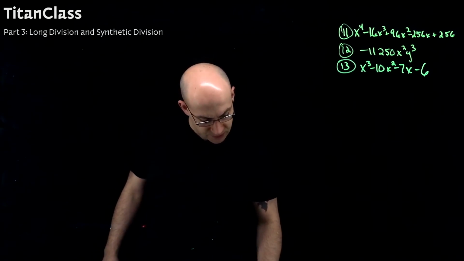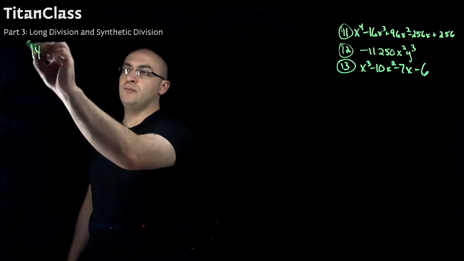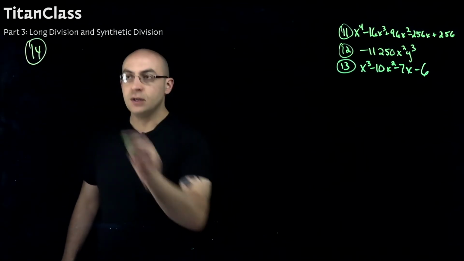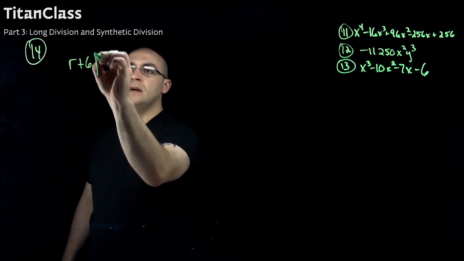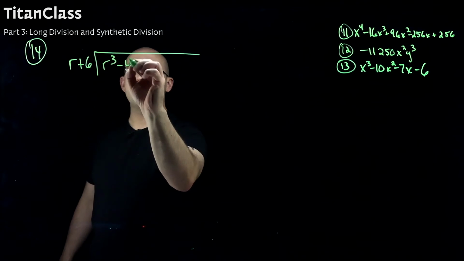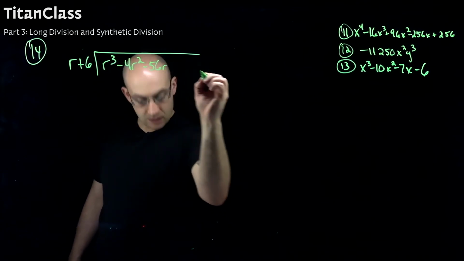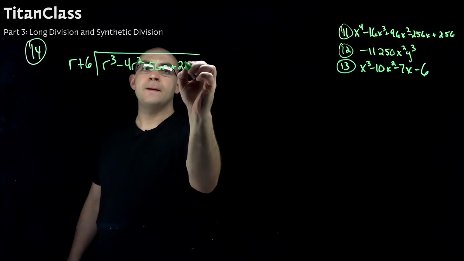That was a fourth power. Let's do a third. R to the third. Now I'm just going to go ahead and put it into the long division problem straight up. So let's go r plus 6. And that's going to divide into r to the third minus 4r squared minus 56r plus 24. All right.